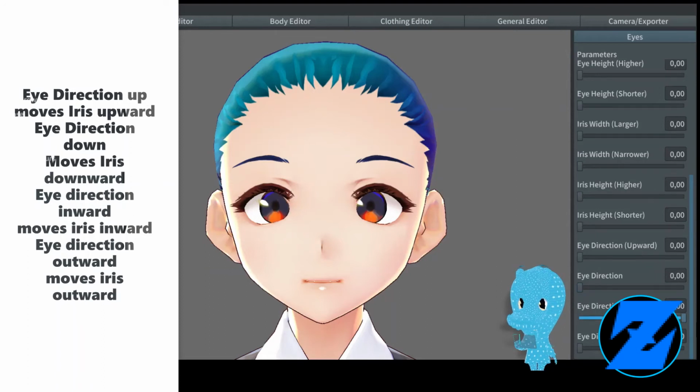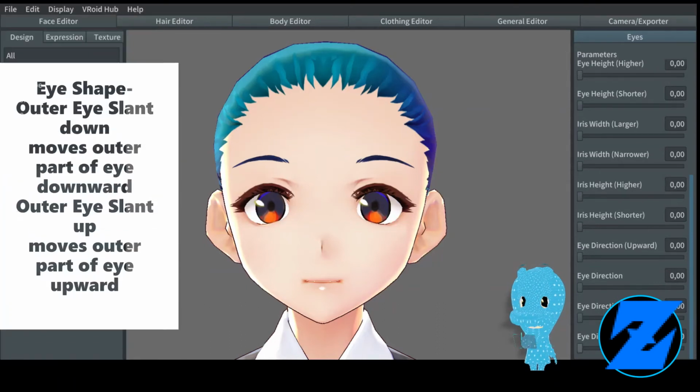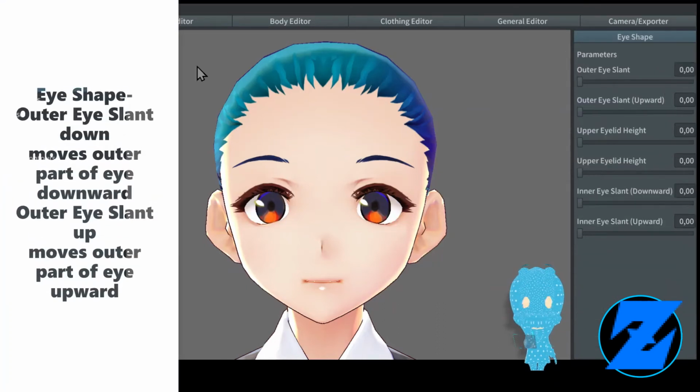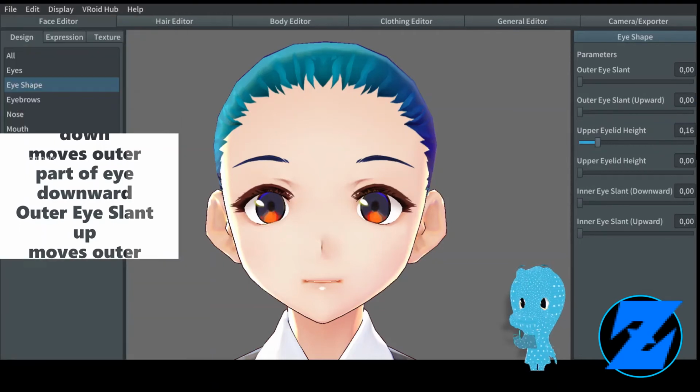Eye direction inward, moves iris inward. Eye direction outward, moves iris outward. Eye shape, outer eye slant down, moves outer part of eye downward. Outer eye slant up, moves outer part of eye upward.